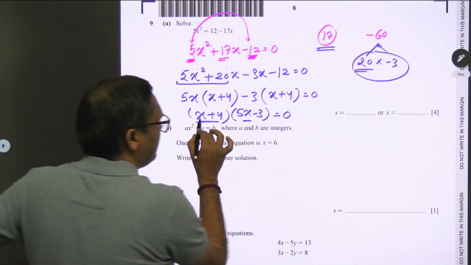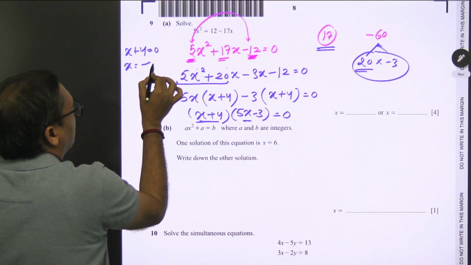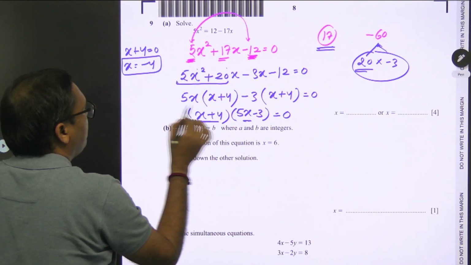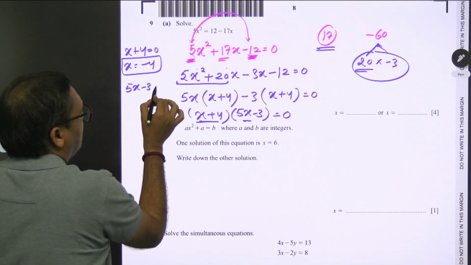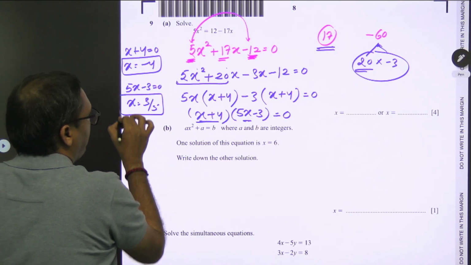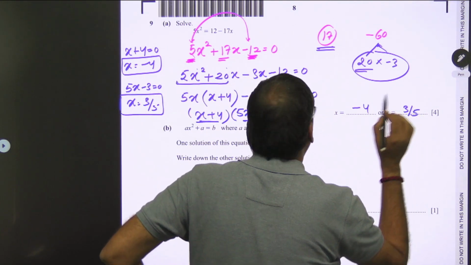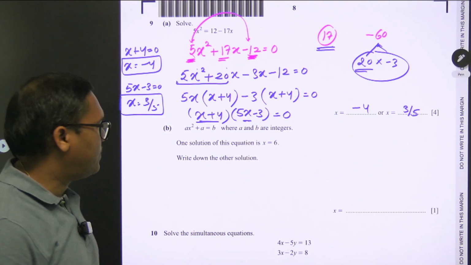So what is the value when x plus 4 is equal to 0? x will be equal to negative 4. And if I make 5x minus 3 equal to 0, then x will be equal to 3 by 5. So what is the answer? This is negative 4 and 3 by 5. So that is the answer for this question.